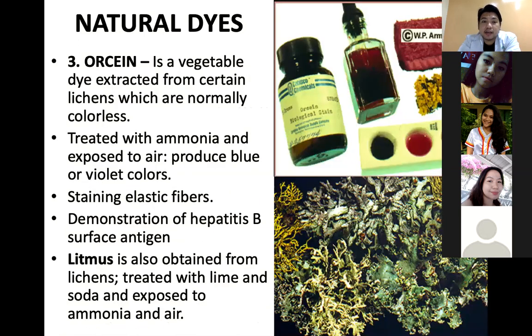Another natural dye is orcein, a vegetable dye extracted from certain lichens, which are normally colorless. Lichens are a type of moss. Orcein is used to stain elastic fibers and for demonstration of hepatitis B surface antigen. Litmus is also obtained from lichens treated with lime and soda and exposed to ammonia and air.